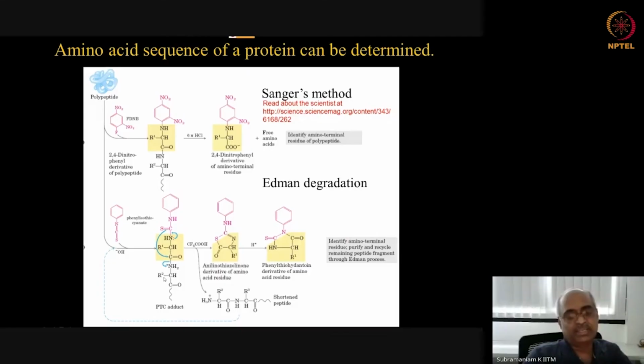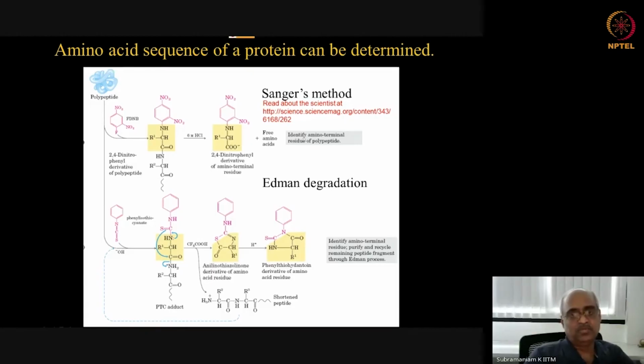So like this, a machine can repeatedly do this cycle, and each of the derivatives that comes out can be separated by a chromatographic method. Based on the absorbance you get the peaks, and based on the distance of migration you immediately know what amino acid that is, based on the reference distances migrated by known amino acid derivatives with PTC. So this is how proteins get sequenced in modern times. So this is Edman degradation.